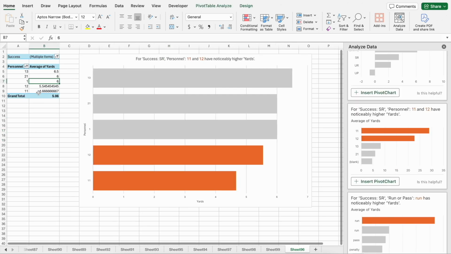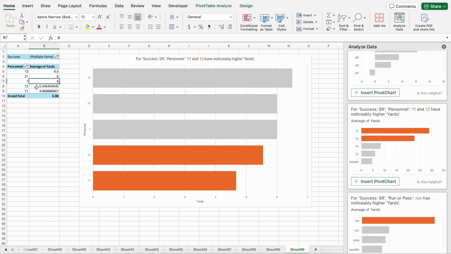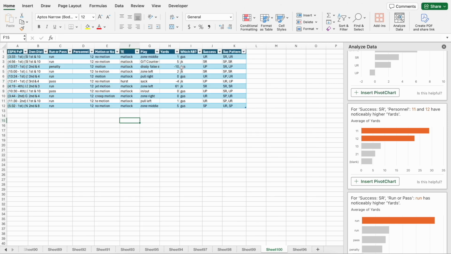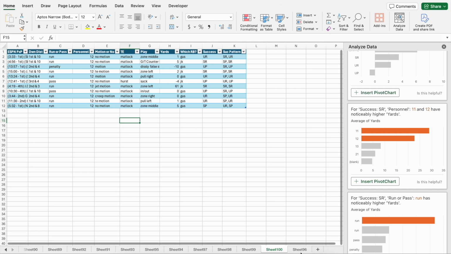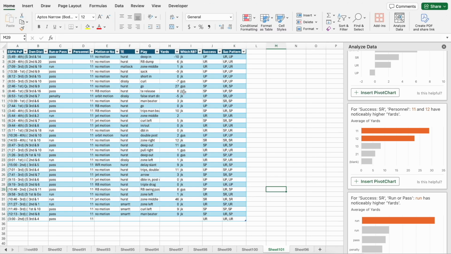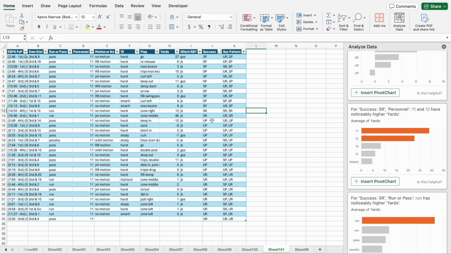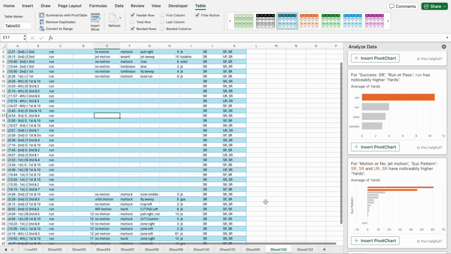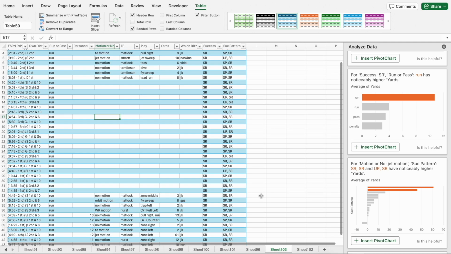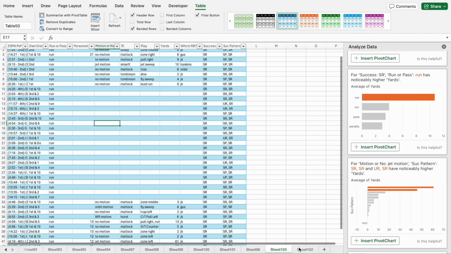12 personnel seems to have a better average than 11. See that? 1, 2, 3, 4, 5, 6, 7 negative plays. So more negative plays than positive. Those are all 11 personnel. Actually, I could just sort it here. 13 success, 21 unsuccessful. So successful run has noticeably higher yards, and keep in mind that I counted a 2 yard gain in a run as successful.